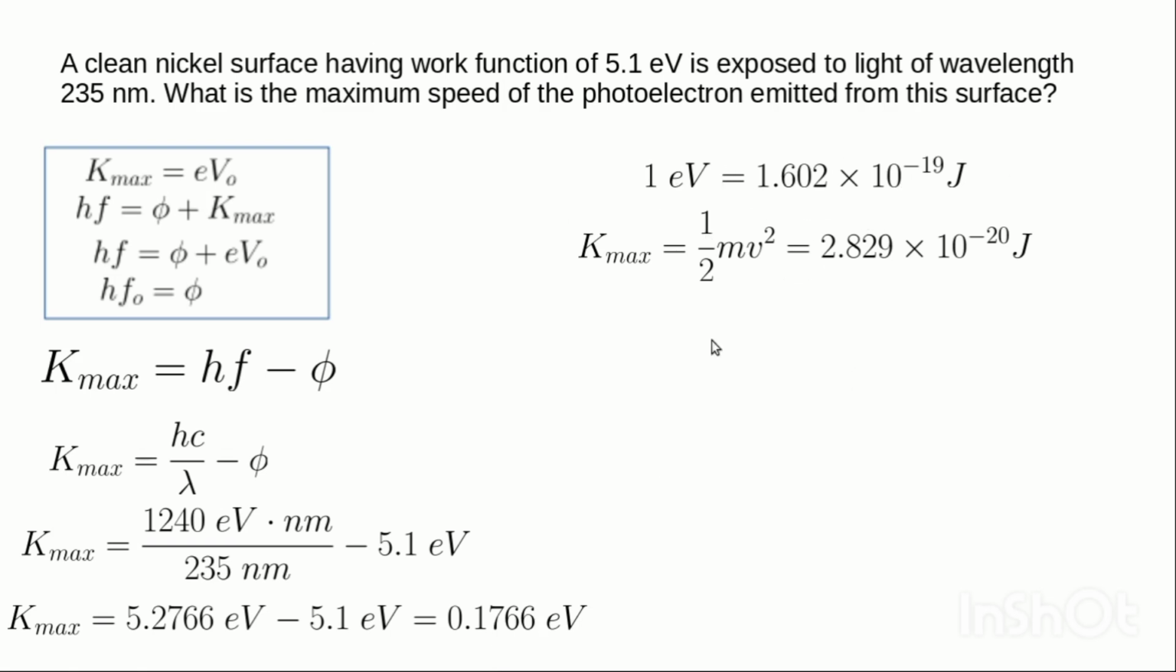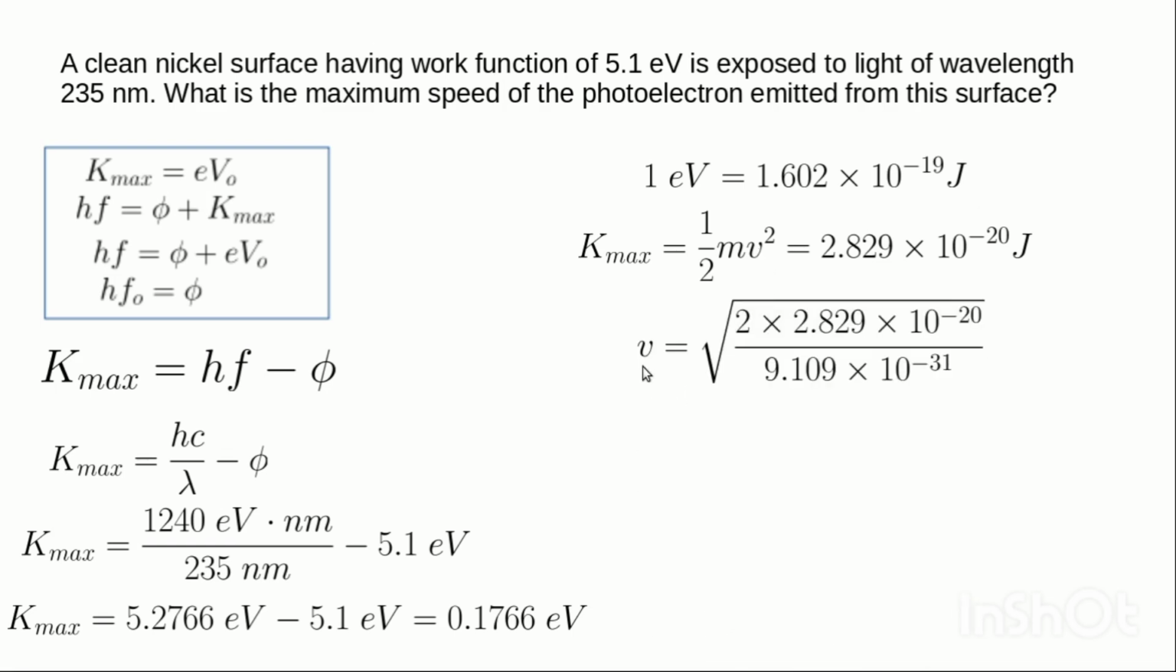At this point, we can make V the subject of the formula. We have our V: 2 comes here, m goes down, which is the mass of the electron. Then we take the square root of everything. So at the end, we have our V to be 2.49 times 10 raised to 5 meters per second.